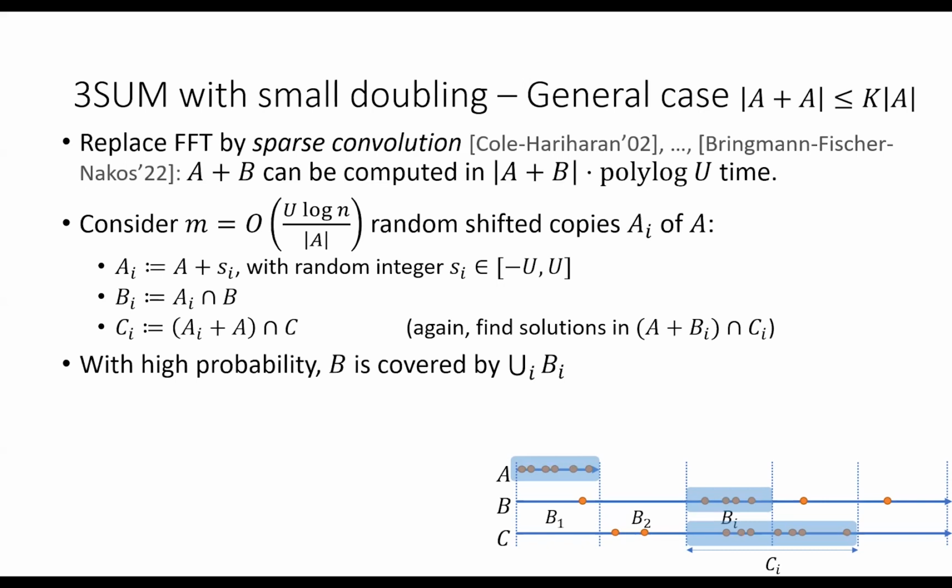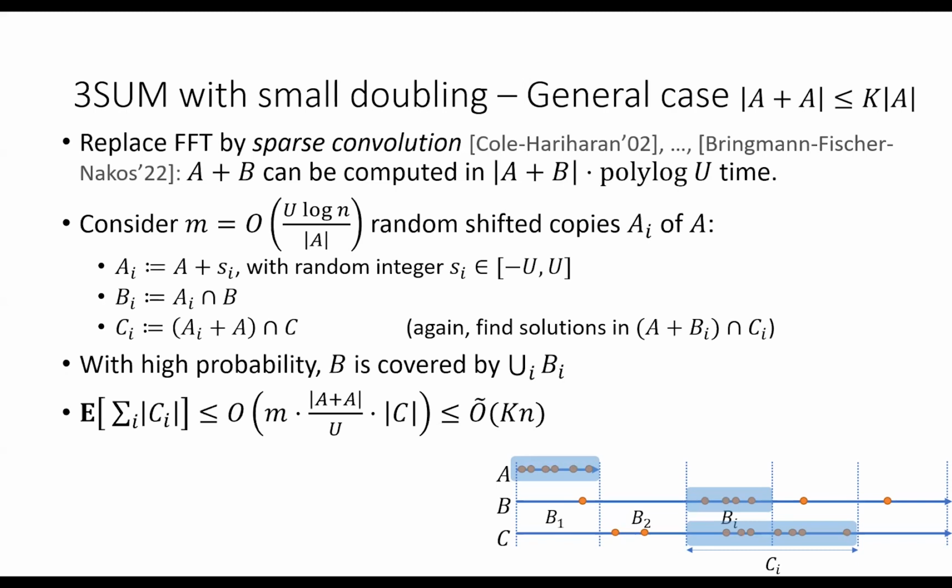So by choosing the number of copies appropriately, we can make sure that indeed B is covered by all the Bi's. And at the same time, we can ensure that the total size of these Ci's is very small. It's smaller than k times n. On the previous slide, it was 2 times n, but here it becomes k times n. And from there, we can repeat the same large and small distinction argument and obtain k times n root n running time. Here, I omitted some details about how to actually construct these sets Bi and Ci efficiently. To do that, we need to change the sampling process to something slightly smarter.